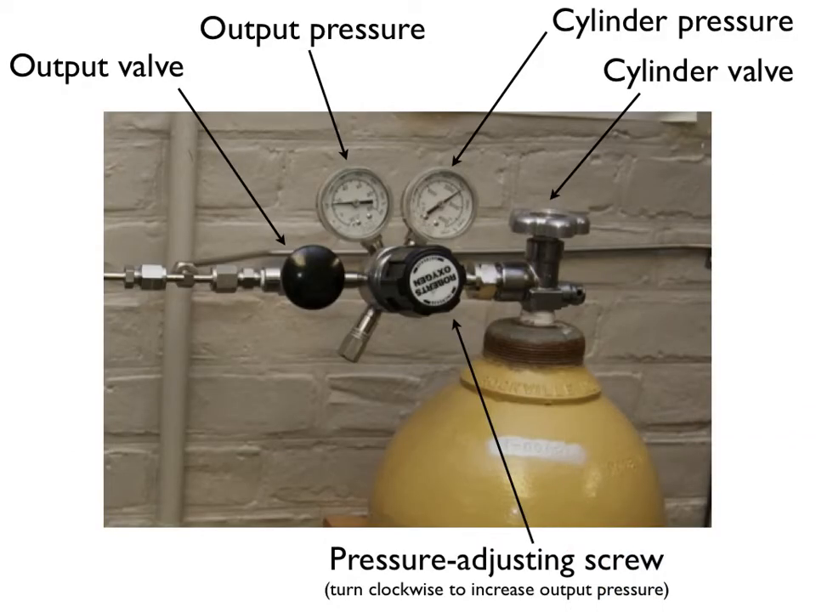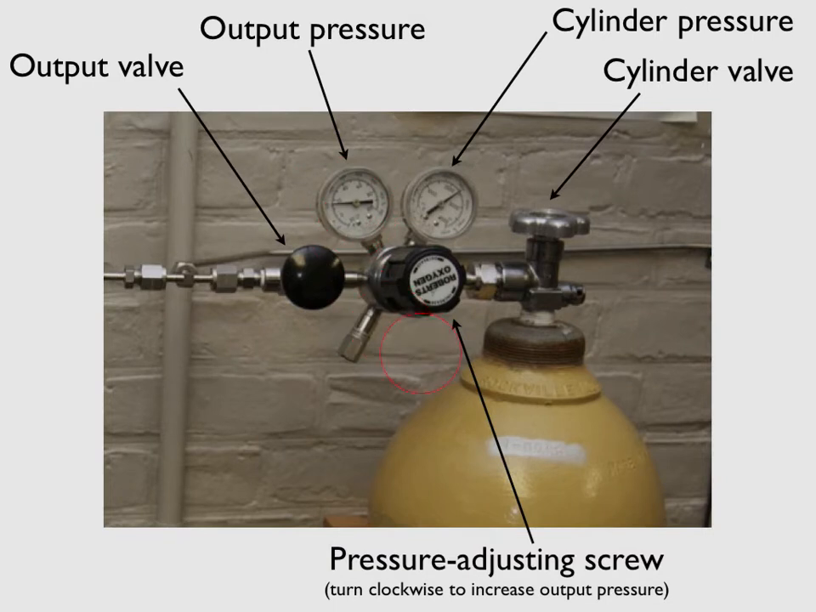Here's a photograph of a typical dual-stage regulator mounted on a compressed gas cylinder. So here's the cylinder, here's the cylinder valve. This is the pressure adjusting screw, which I mentioned earlier. Here's the output valve. And this particular regulator has two gauges on it, one of which measures the cylinder pressure, or the pressure inside the cylinder, and the other one of which measures the output pressure.